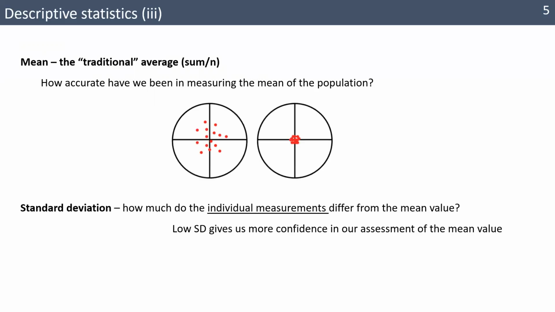So when we're looking at these target plots here, each red dot is an individual sample. The plot on the right shows that we've been really accurate in assessing the mean of a population, because all of our dots are really close together. On the left-hand side, our dots are really spaced out, so there's a lot of variance in the data. So the measurement that we would use to understand this is standard deviation. So how much do the individual measurements differ from the mean value? Low standard deviation gives us better confidence in what we've been measuring.